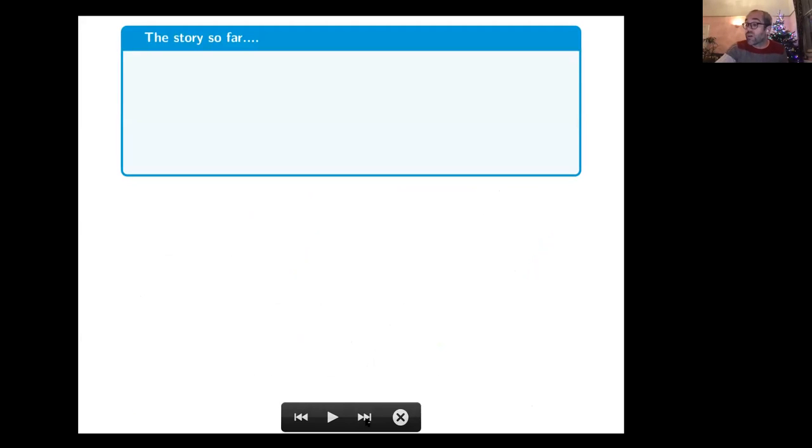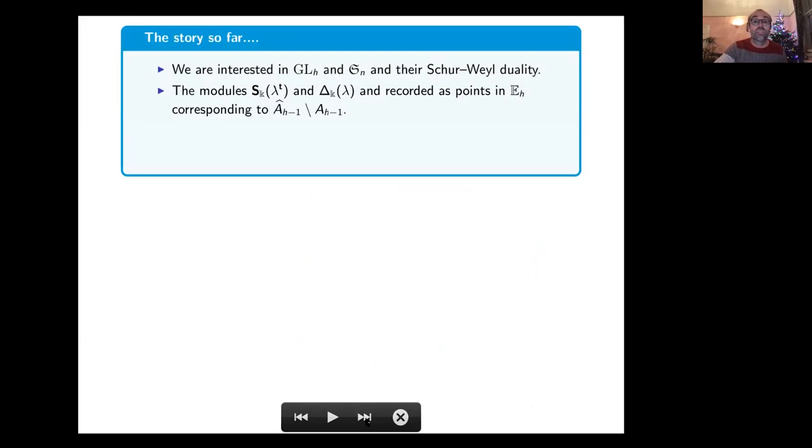So what is the story so far? We're now just going to review what we've just been saying. We're interested in general linear groups and symmetric groups. The general linear group has this H, the symmetric group has an N. And the modules, Specht lambda transpose and Delta lambda, are recorded as points in a Euclidean space.